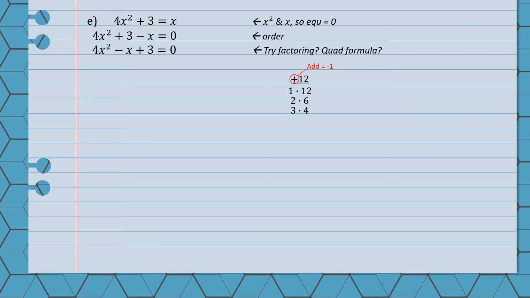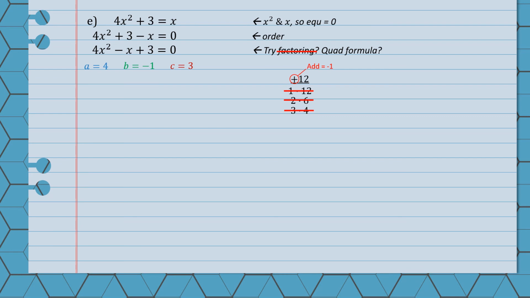Now whenever it says to add, it means the signs will be the same. Either the values are both going to be positive or they're both going to be negative. Well, 1 plus 12 will never give you 1. 2 plus 6 will never give you 1. 3 plus 4 will never give you 1, which means this cannot factor. So we're left using the quadratic formula. So we identify A, B, and C. A will be 4, B will be negative 1, C will equal 3.